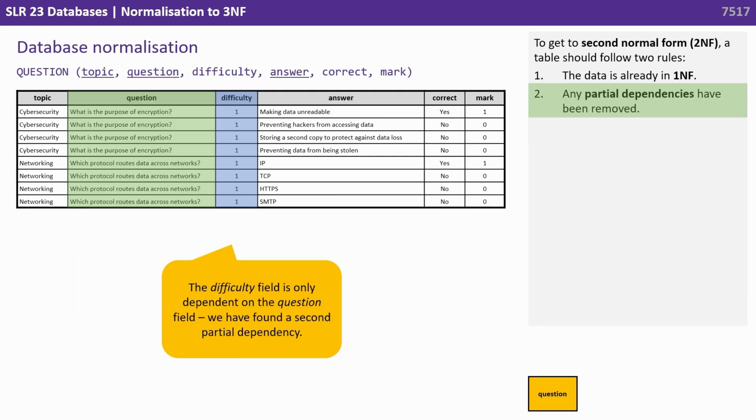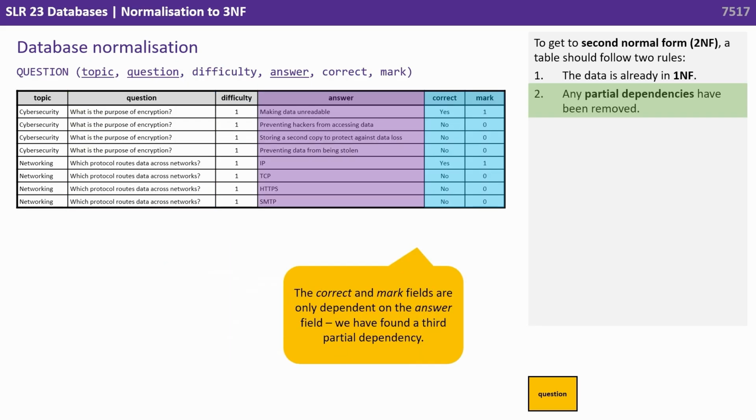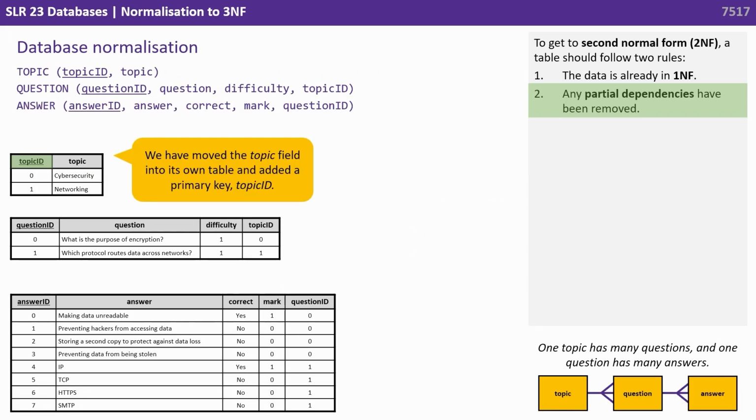The difficulty field is only dependent on the question field. We found a second partial dependency. The correct and mark fields are only dependent on the answer field, so we found a third partial dependency. We've now split our database up.